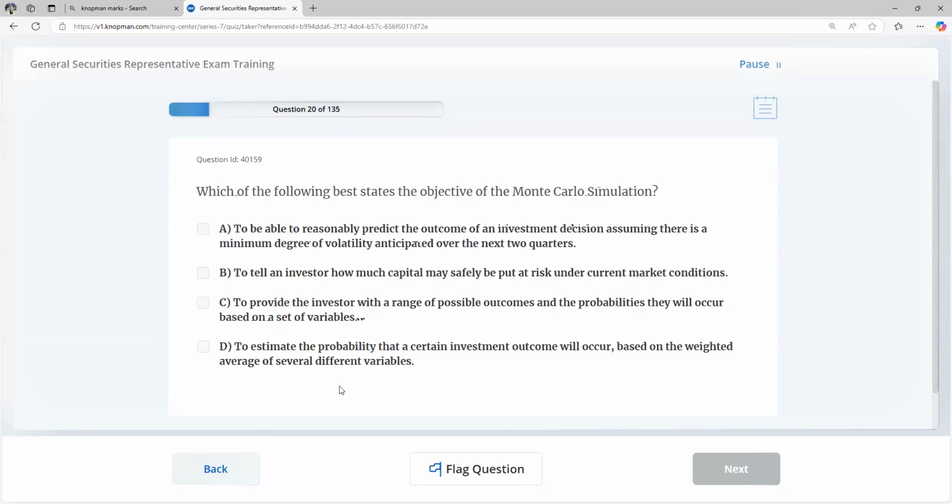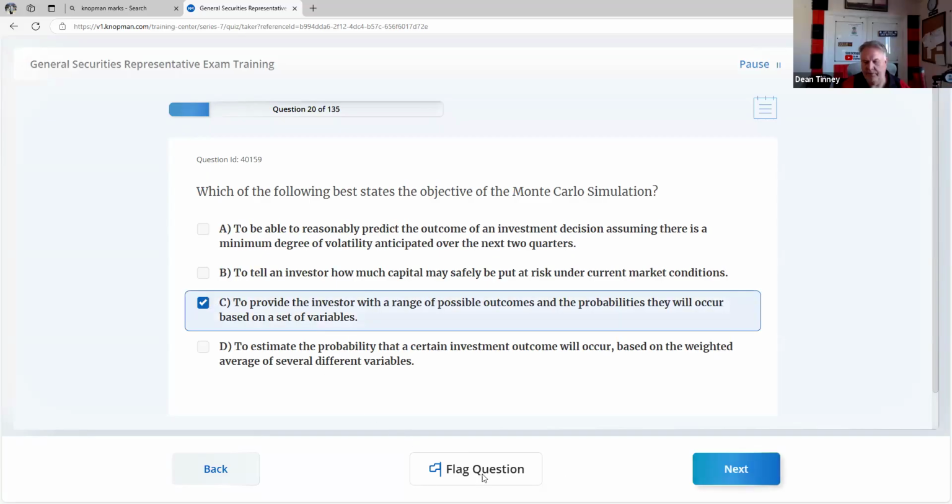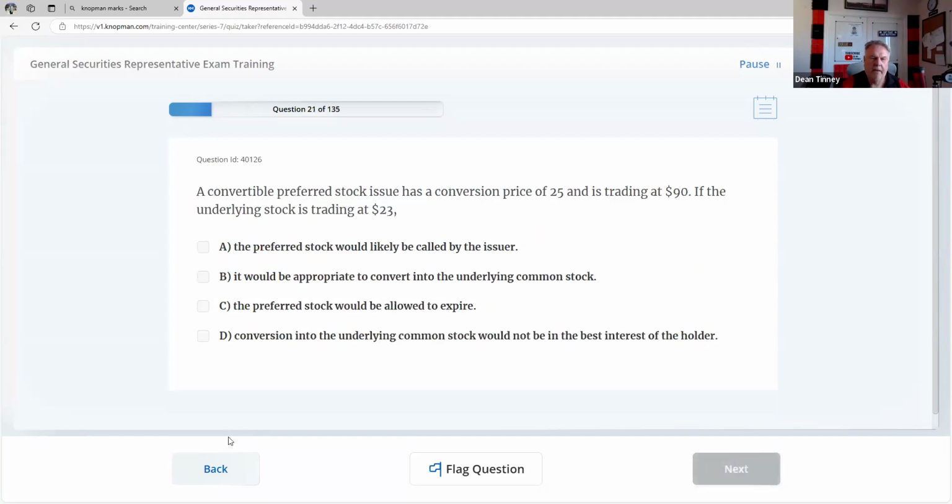I'm going to go C, and if I get it wrong, I think that's going to be either C or D. I think it's going to be D just because it says to estimate the probability of certain investment outcome, possible outcomes, and the probabilities they will occur based on weighted average. Yeah, we'll see. Lots of test prep vendors have that in their Series 7 content. Maybe they know something I don't know. Monte Carlo simulation is very low probability when it does show up. It's on NASAA exams, 65, 66, and not on the Series 7, but maybe they got some debrief I don't have.